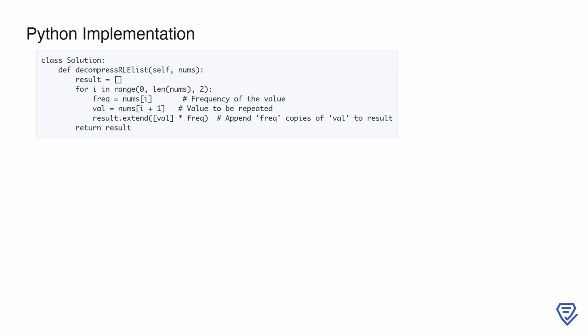Edge cases. If nums is empty, the method handles it gracefully by returning an empty list. The problem guarantees that nums has an even length and valid values, so no additional validation is required. Complexity. Time complexity, O(n), where n is the length of the input list. Each pair, frequency, val, is processed once, and the list concatenation takes linear time relative to the total number of elements in the output. Space complexity, O(m), where m is the total number of elements in the decompressed list, as we store the result explicitly. This implementation is efficient and adheres to the constraints, ensuring correctness for all valid inputs.